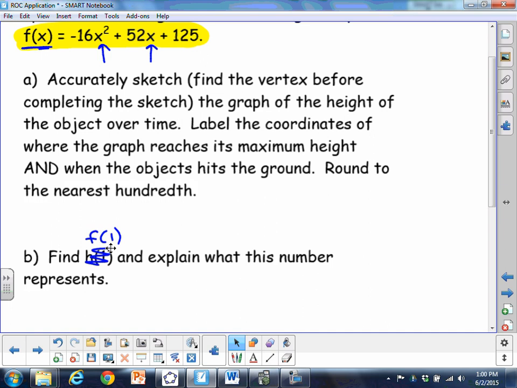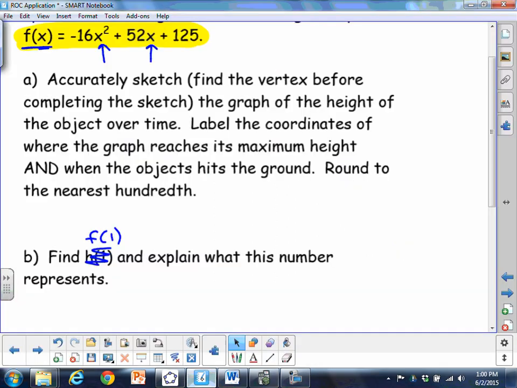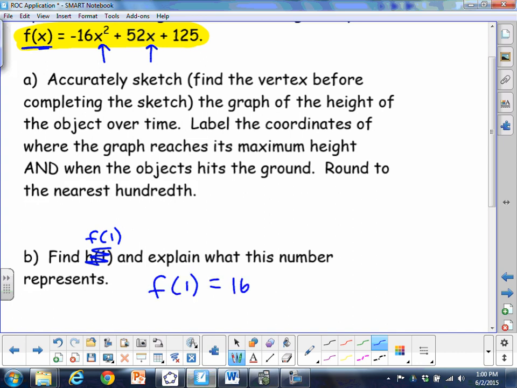Okay, so the easiest way to do that, using your calculator if you have the graph, you could either pull the table up, or I like going into trace and typing the x value that you want, and you'll get a y value of 161. So that would be the height there. Again, what that means is the height of the object at 1 second.